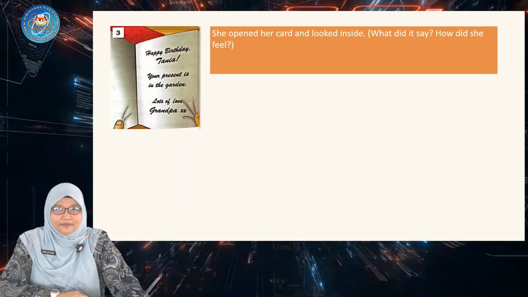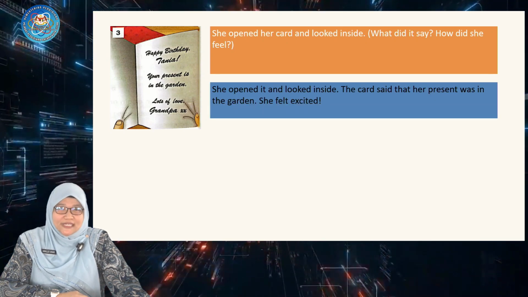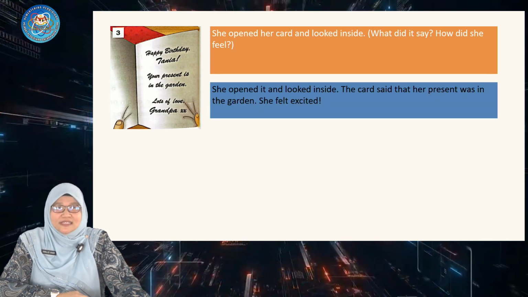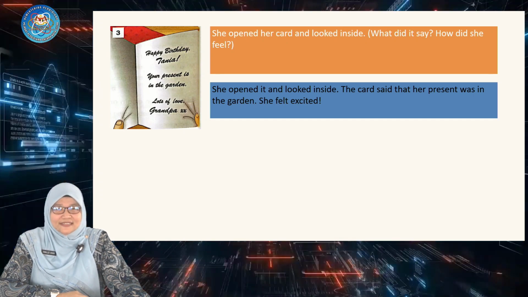Now picture 3. The suggested answer. She opened it and looked inside. The card said that her present was in the garden. She felt excited.